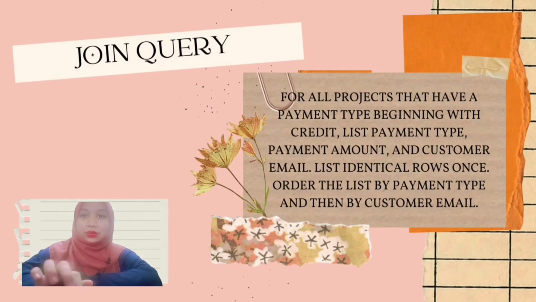The second question is for all projects that have a payment type beginning with credit, list payment type, payment amount, and customer email. List identical rows once. Order the list by payment type and then by customer email.